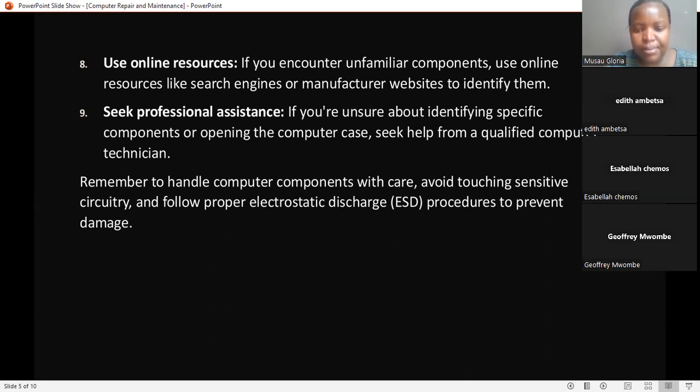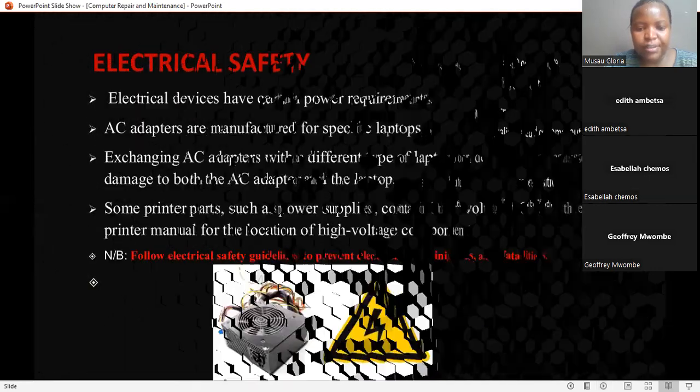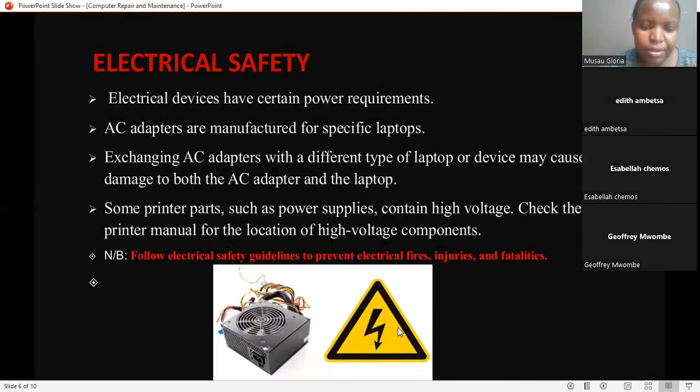So those are the step-by-step procedures on how we can identify computer parts as per the manufacturer's manual. Then to our second objective, we have electrical safety.